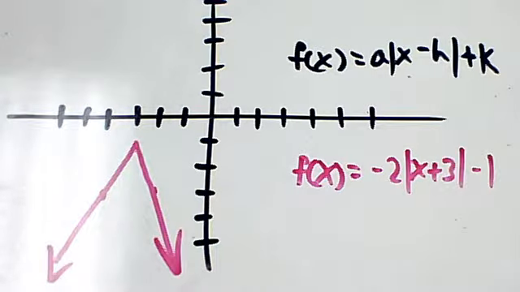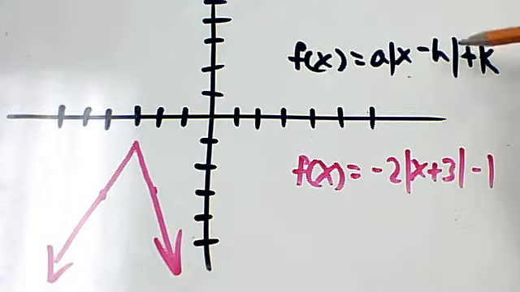Okay, in this video we're going to talk about the hybrid, if you will, transformations of the absolute values. So we talked in the last videos about how if you added a constant k, the absolute value function shifted up and down. If you subtracted some constant h inside the absolute value bars, it shifted left or right, depending on whether it was positive or negative.